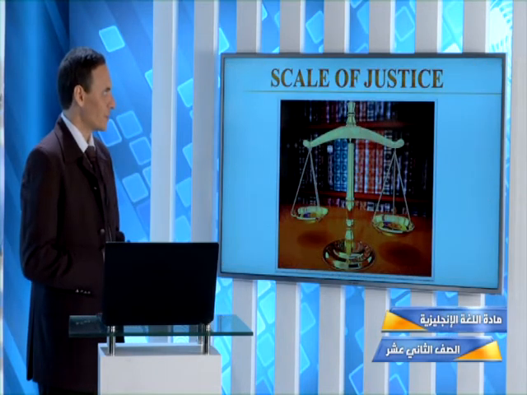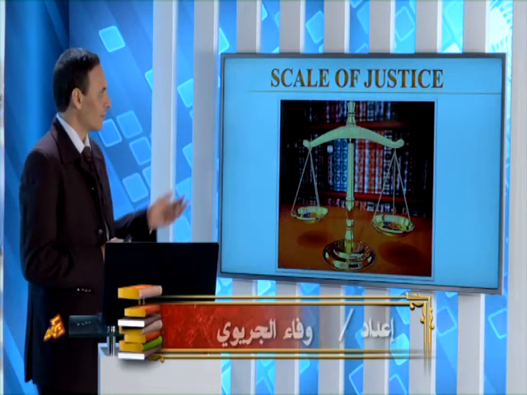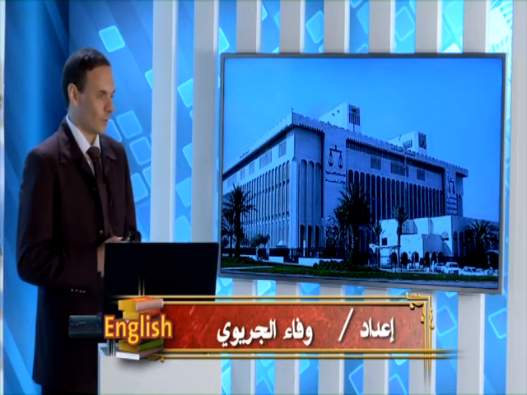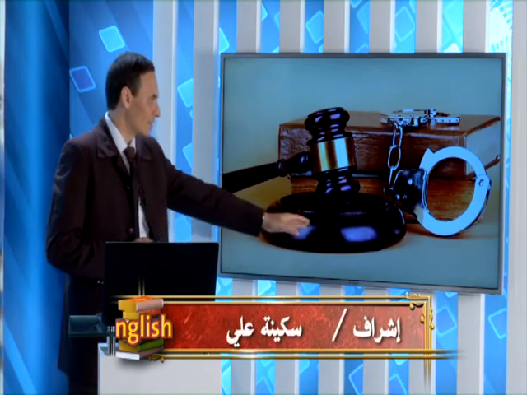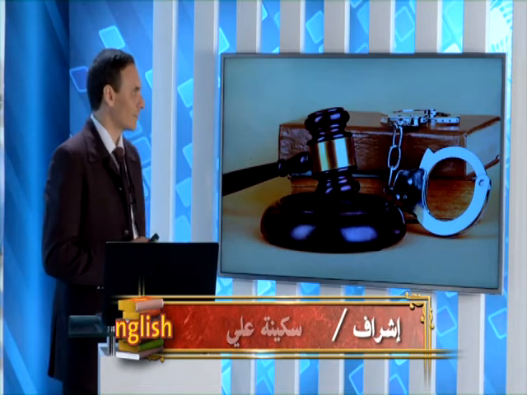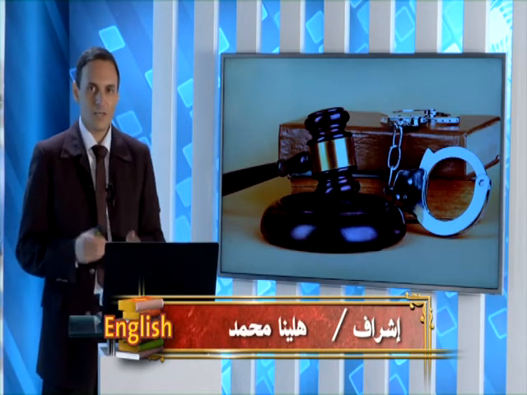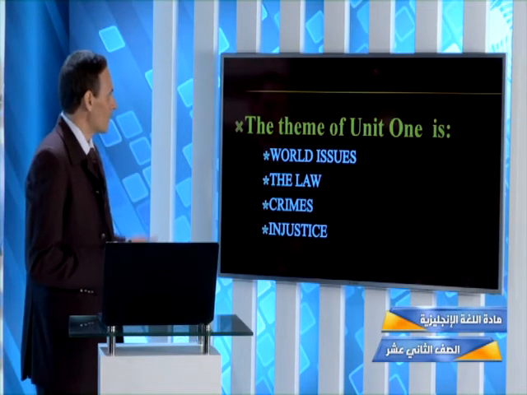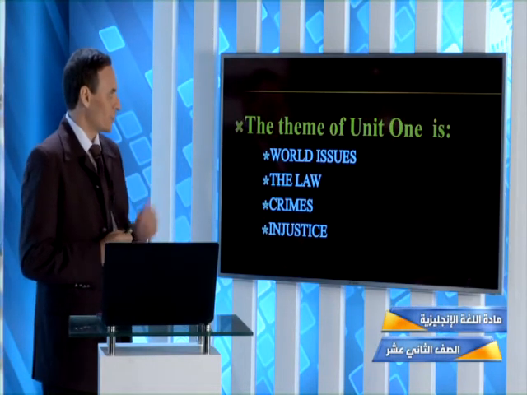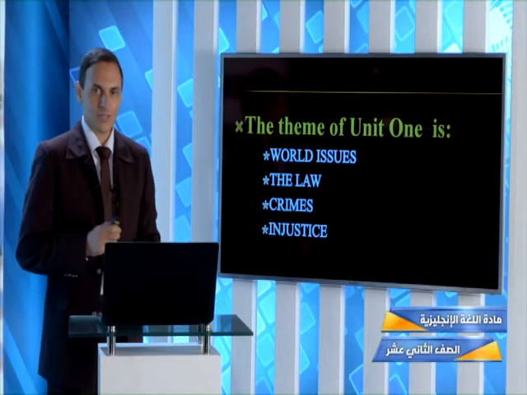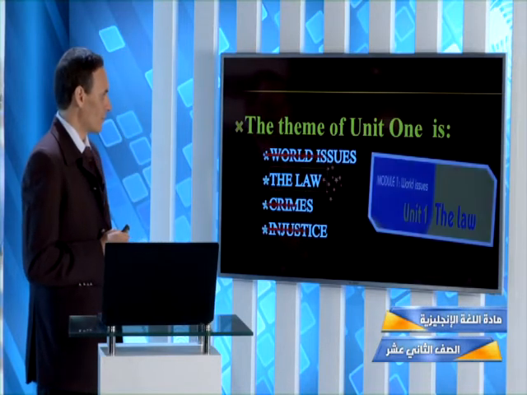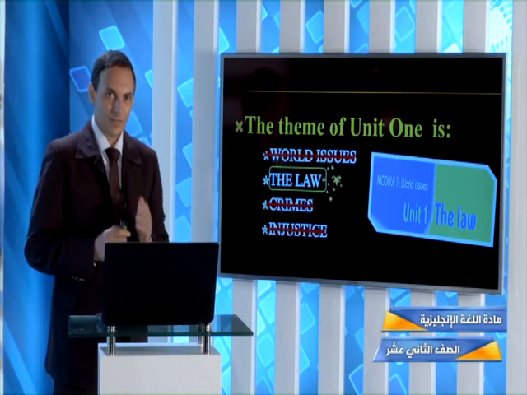So, the first picture is that of scale of justice. The second one is a court of law. The third one is a combination of three elements. The first one is a gavel and a sounding unit. The second one is a pair of handcuffs. And the third one is a book which includes a set of rules and regulations which govern individuals and organizations in a society. So, is the theme of Unit 1 world issues, the law, crimes, or injustice? I can almost hear you say it's the law. Well, give yourself a pat on the back because that is the correct answer.